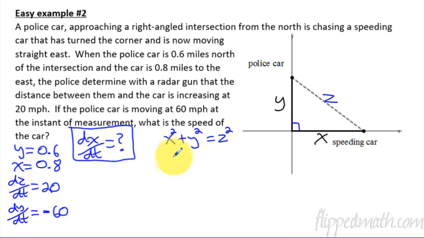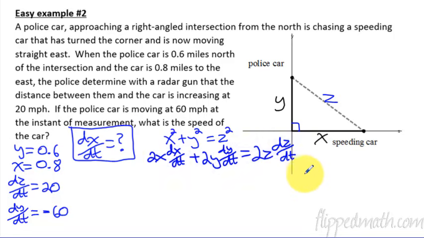Okay, take the derivative with respect to time. That gives us 2x, which is the derivative of this, dx/dt, plus the derivative of y squared is 2y times dy/dt, equals the derivative of z squared is 2z times dz/dt. Okay, plug stuff in. I'm going to speed this up a little bit.